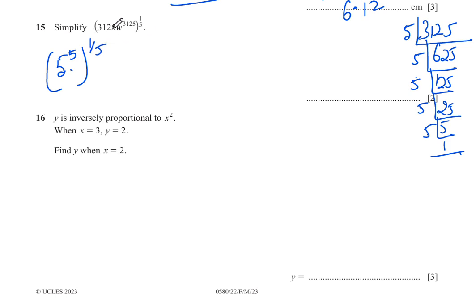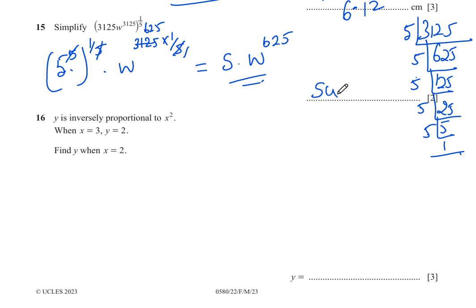Because this 1 by 5 is common for this number also, w to the power of 3125 into 1 by 5. So this is 1 time and this is 625 times, and this 5 will get cancelled. So finally we'll be getting 5 into w to the power of 625. So this is the final answer.